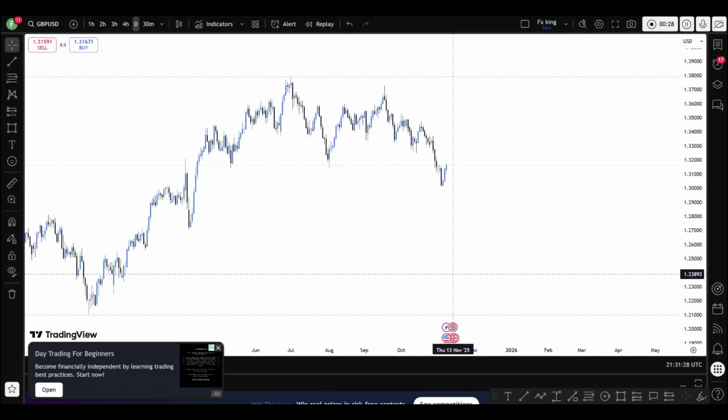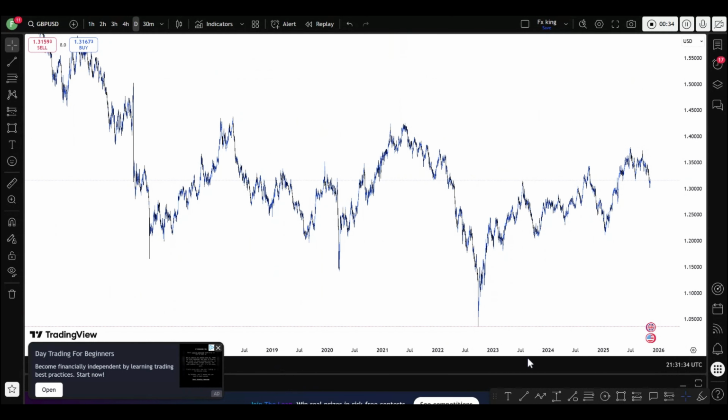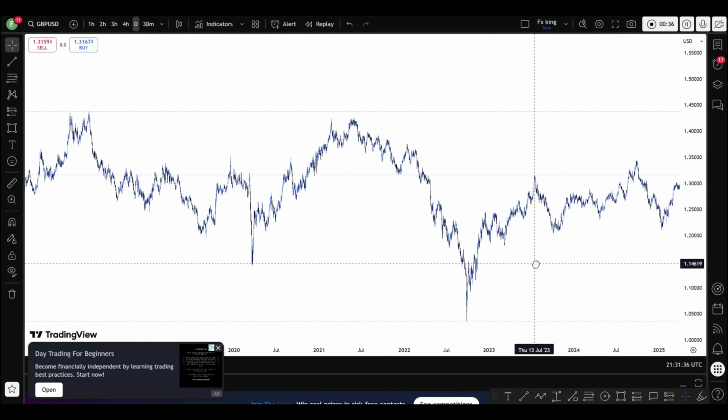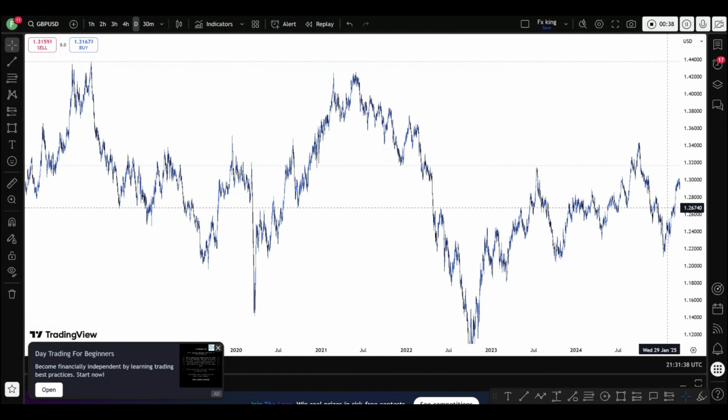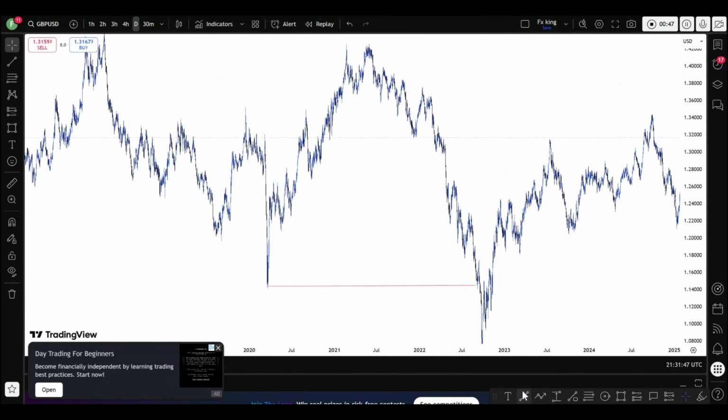Now we are going to start with GU. First things first, we are going to look at our bias, the general bias for GU. So this is GBP USD. First thing we can see here is that this market on the daily time frame gave us a break of structure at this point in time. So that was our break of structure.